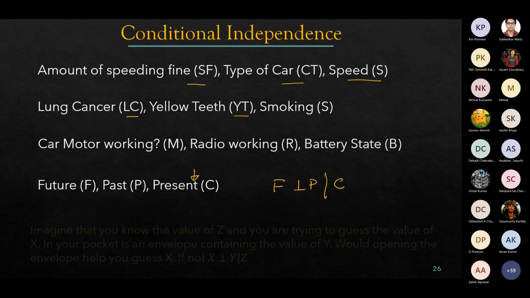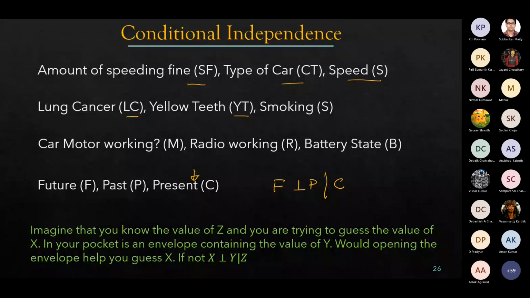So there is a very simple and very interesting test of conditional independence. Let us say we have three variables, X, Y, and Z. You want to test whether X and Y are independent of each other given Z. So how do you do that? Imagine that you know the value of Z, and you are trying to guess the value of X. And let's say you have guessed it.